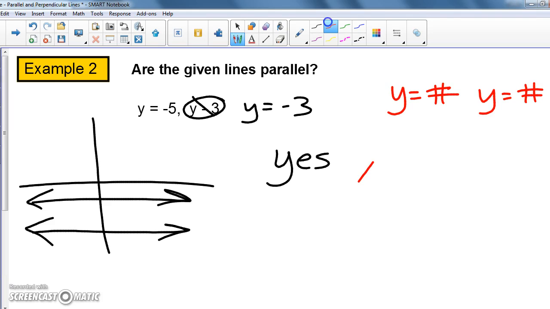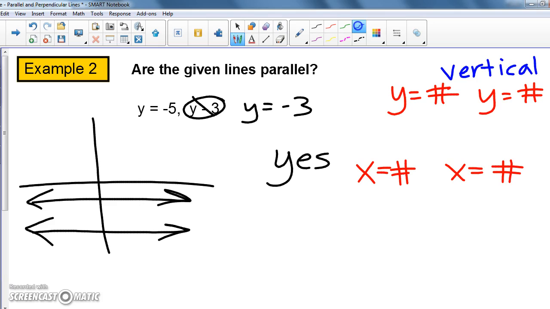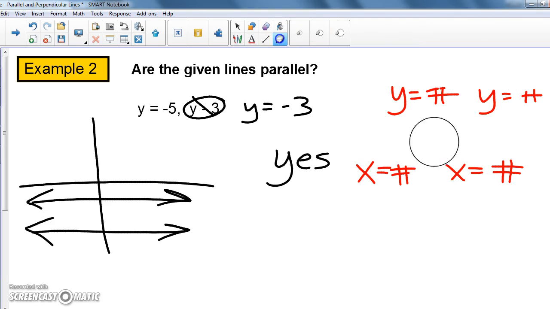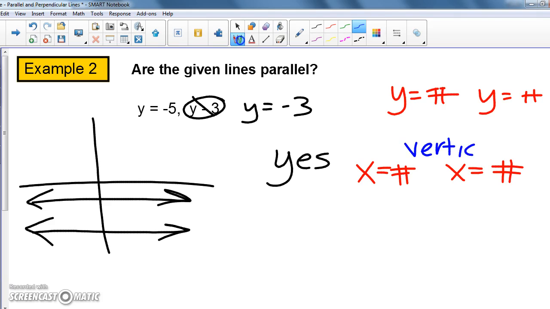And while we're at it, if you have x equals a number, that line is always parallel to any other x equals a number. Okay, and that only goes for horizontal and vertical lines. So vertical lines are parallel to each other. These two are vertical. And horizontal lines are always parallel to each other. Okay, and that's only when you have y equals a number or x equals a number. They're parallel to the same one.